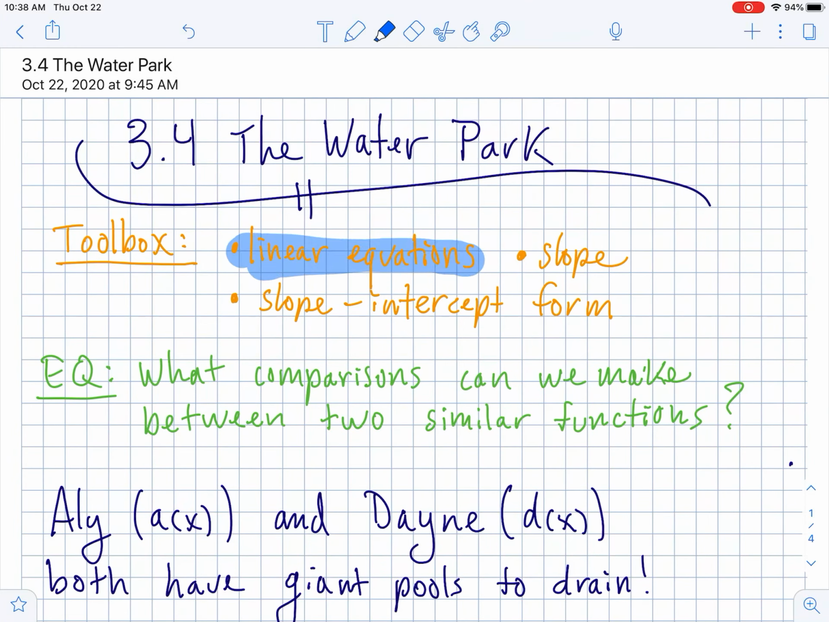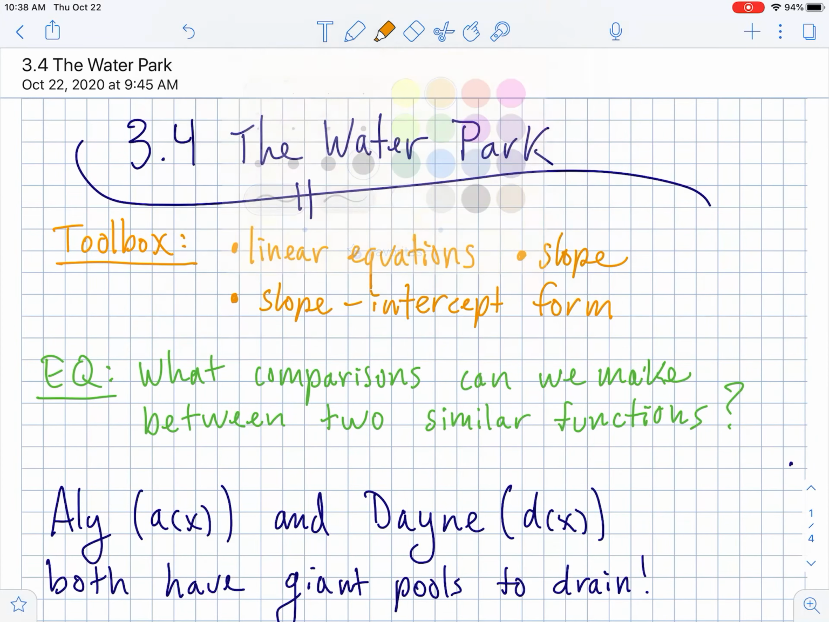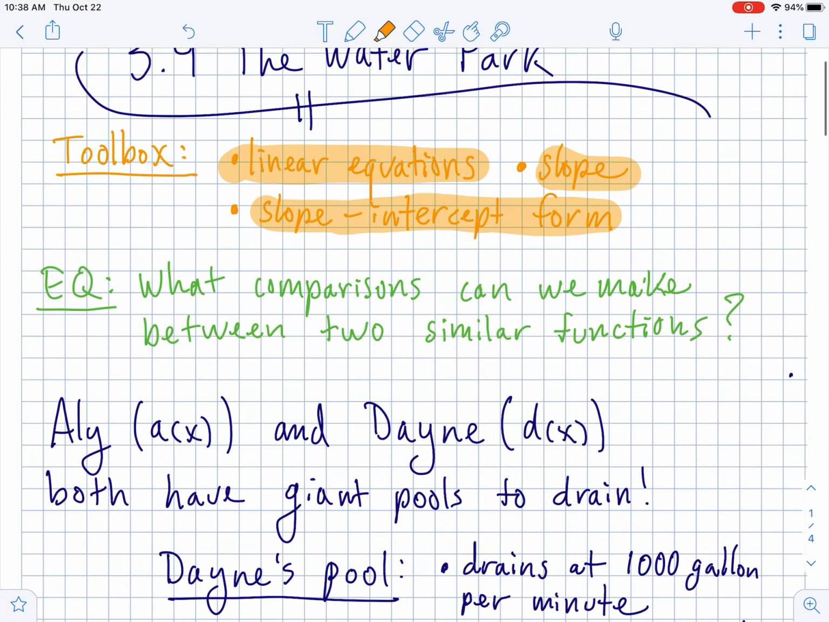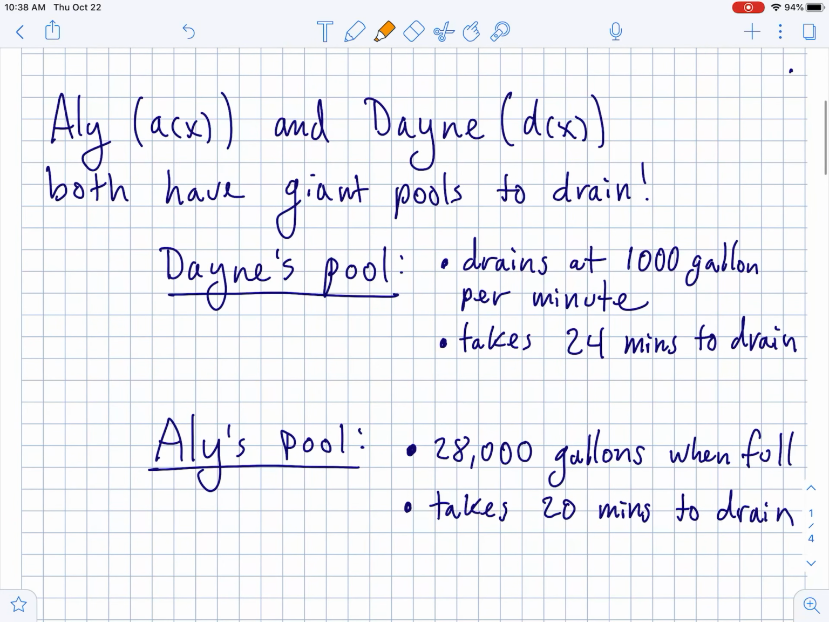Some things we're going to put in the toolbox today. We're going to talk about linear equations, slope, and slope-intercept form of those linear equations. Those are our main tools. So, the essential question of the day: what comparisons can we make between two similar functions?